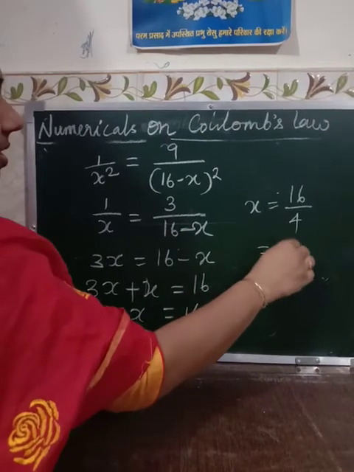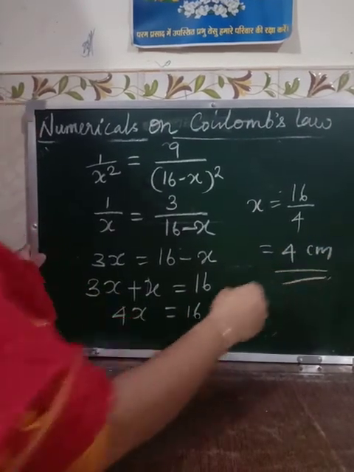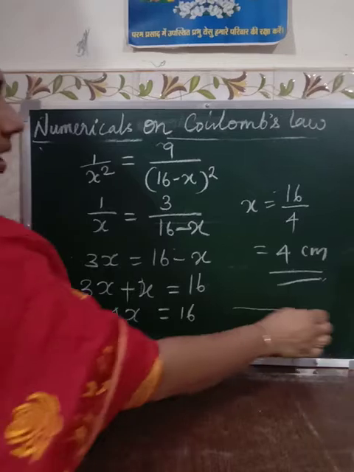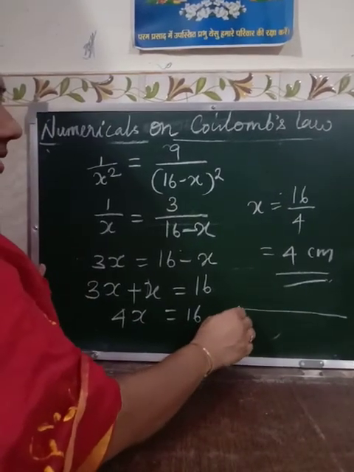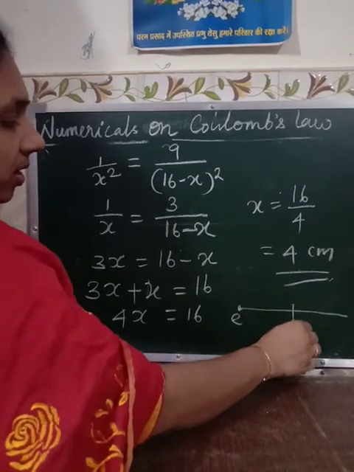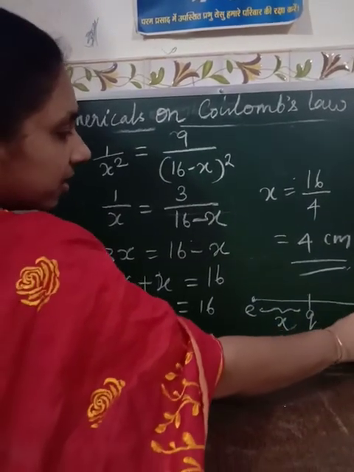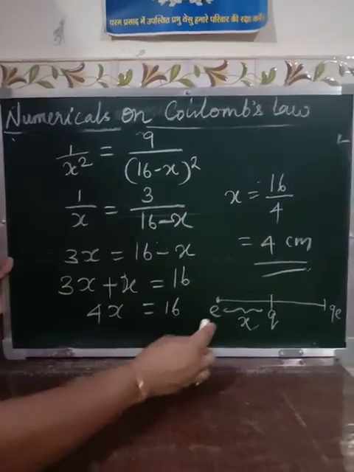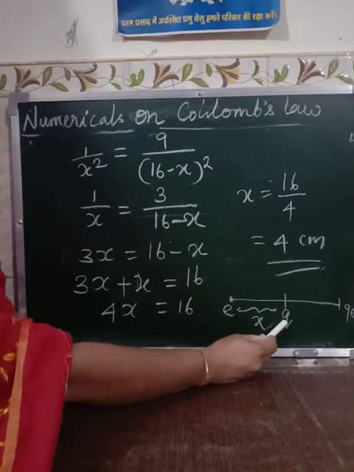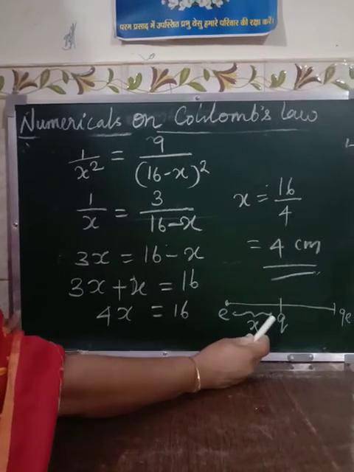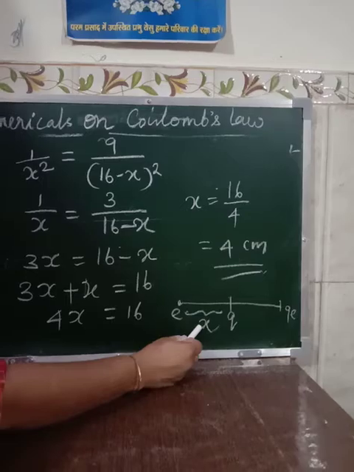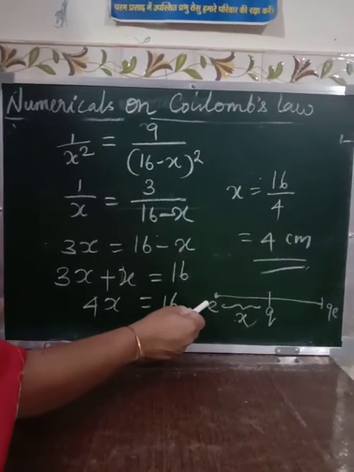That means 4 centimeter. Our diagram was like this: here it was E, here is Q kept at a distance of X, and here it was 9E. So we can conclude that the third charge Q should be placed at a distance of 4 centimeter from the charge E.